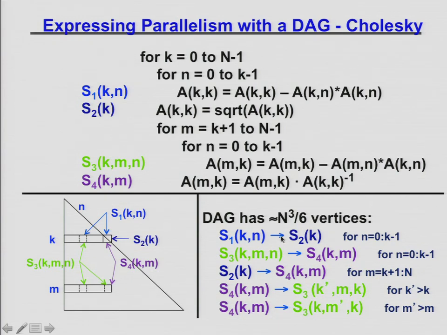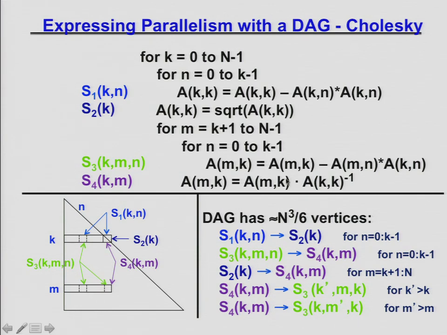So in some sense, I have this graph where there's one vertex for every floating point operation. That's a lot of vertices. It's n cubed over 6. And I can process that graph in any order that respects the arrows. I can do any vertex as long as I've done all the vertices whose arrows point into it. And the question is, how do I use that to assign work to processors?